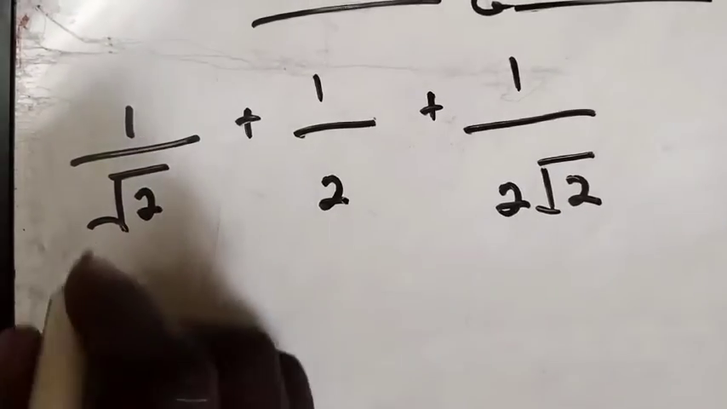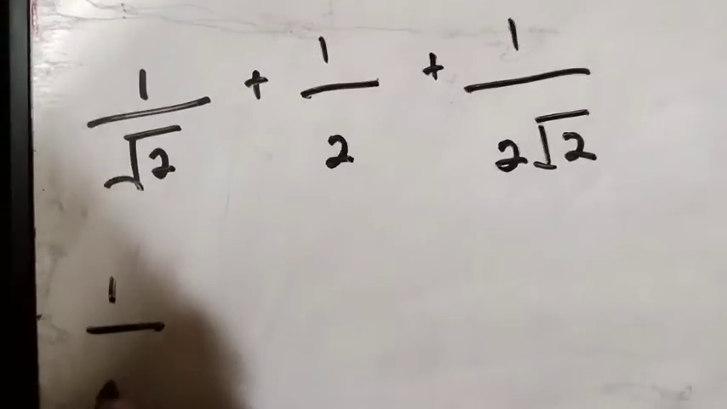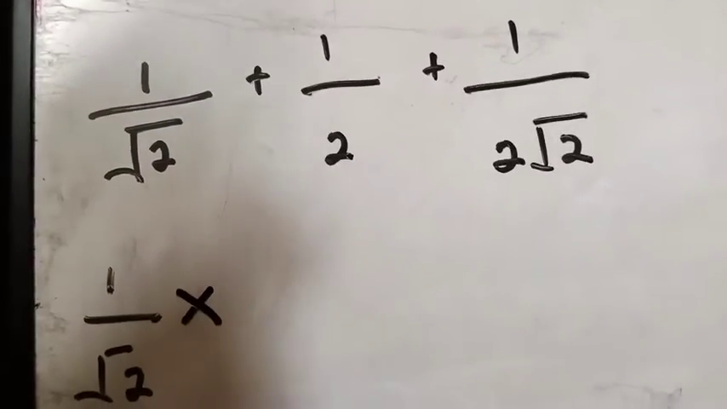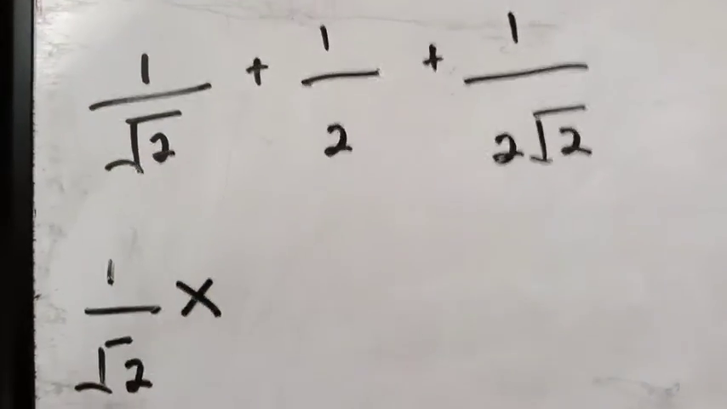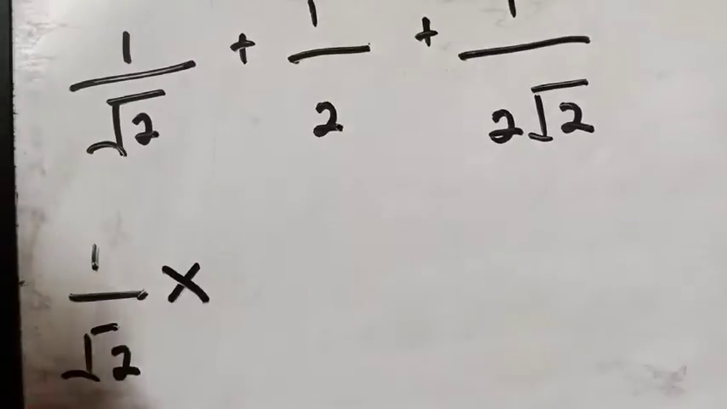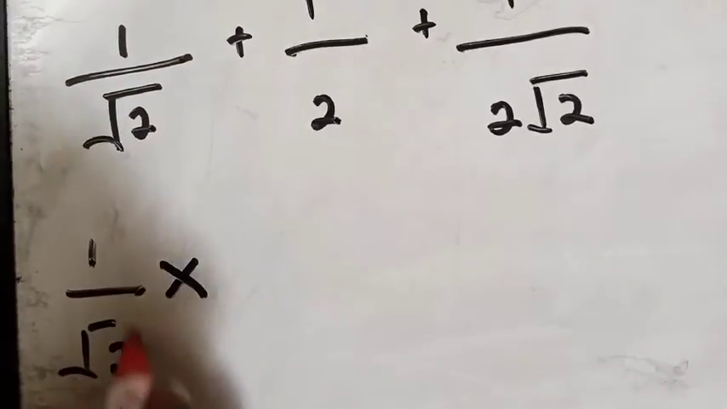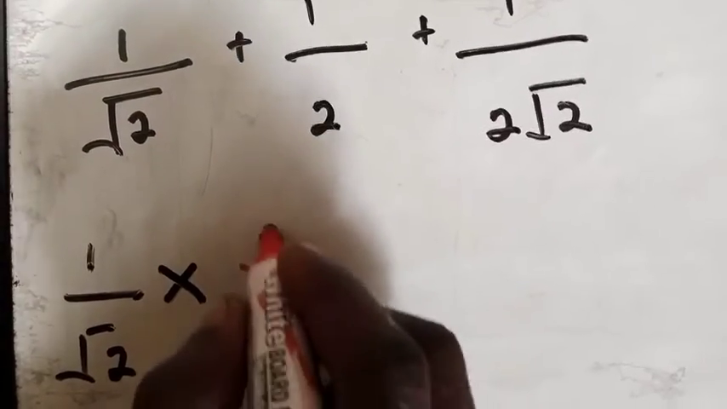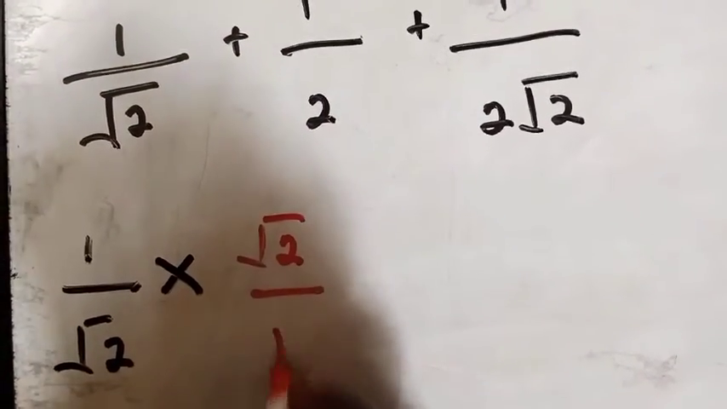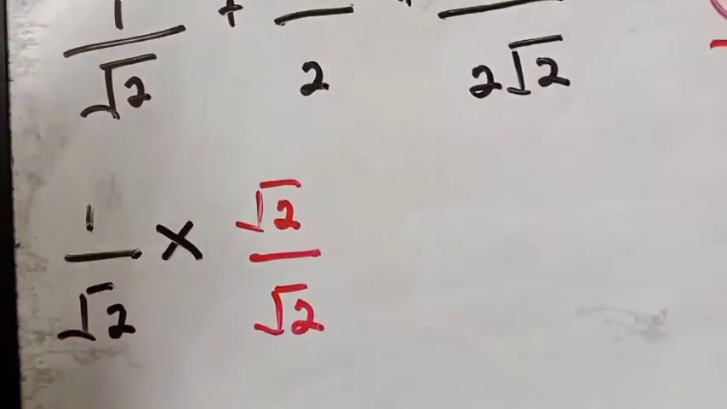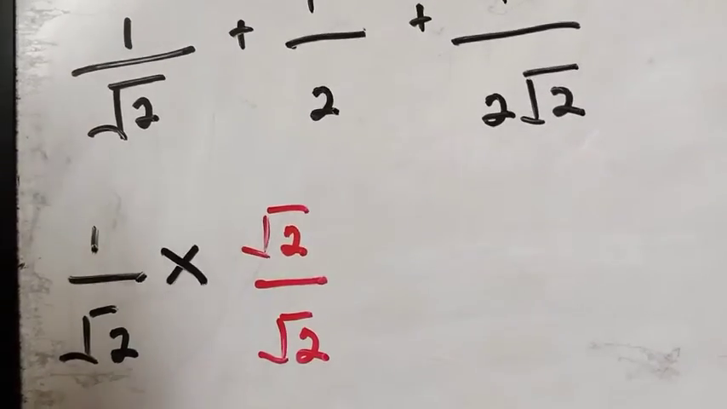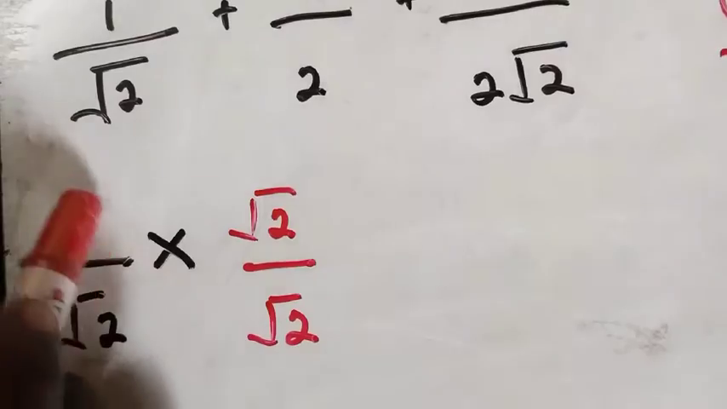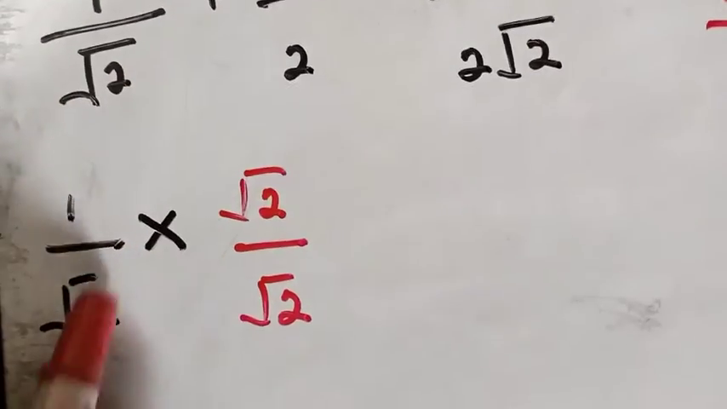The way to rationalize is that you have 1 over root 2, and then multiply by whatever is at the denominator. Of course, here we are having root 2, so multiply by root 2 over root 2, right? This is the keyword on how to rationalize if you have only one term at the denominator. You multiply whatever you are having by the one at the bottom.